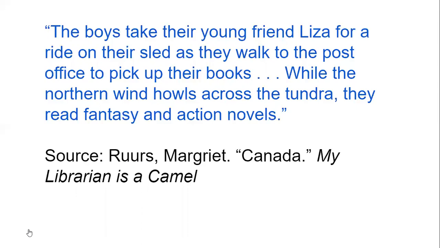All right, the boys take their young friend, Liza, for a ride on their sled as they walk to the post office to pick up their books. While the northern wind howls across the tundra, they read fantasy and action novels. This section was called Canada, and it came from My Librarian Is a Camel.